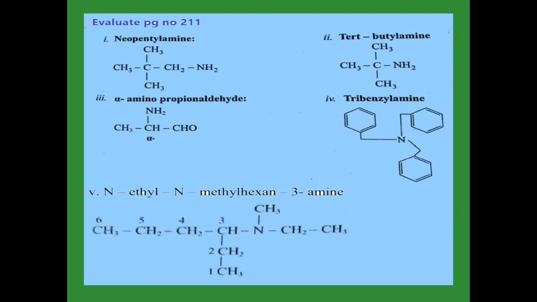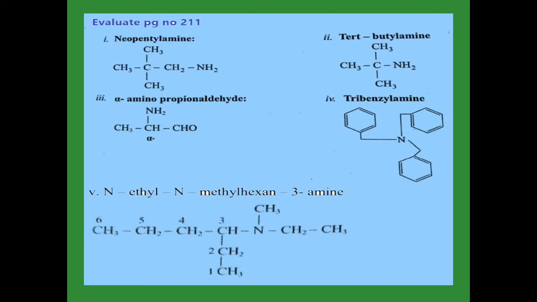The next one, tertiary butylamine. Tertiary means around the carbon 3 alkyl groups. See the example, around the carbon 3 methyl groups are there, so it is a tertiary one, and on one side the amine group NH2. And butyl means 4 carbons, so 4 carbons are placed there, so it is tertiary butylamine.